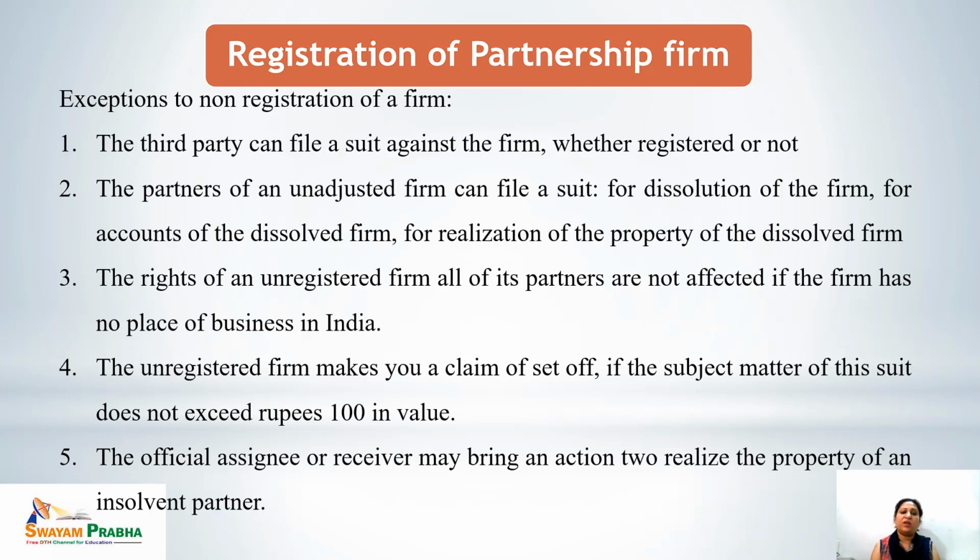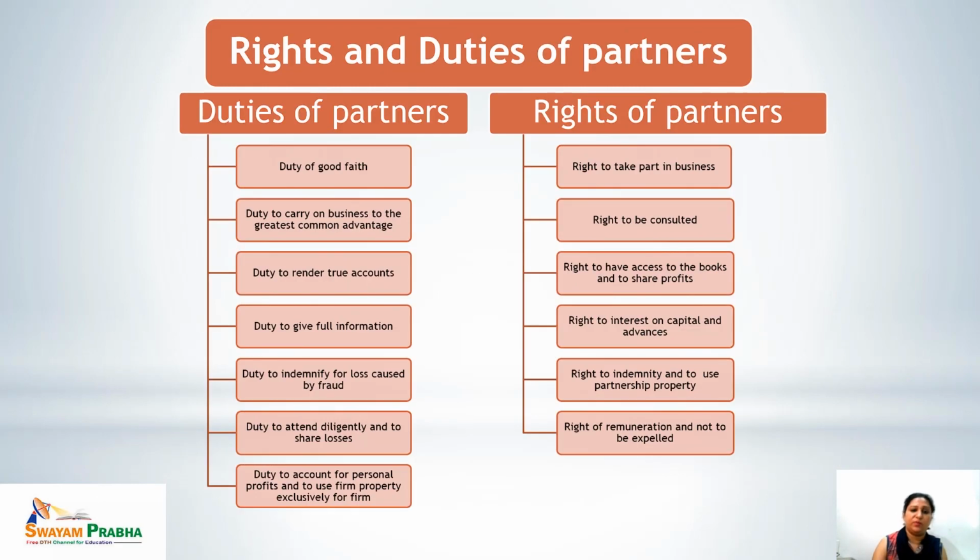The rights of an unregistered firm, and all of its partners, are not affected if the firm has no place of business in India. That means if the firm is working from outside India, it can enjoy all the rights of a registered firm. And if the unregistered firm makes a claim to set off and the subject matter of the suit does not exceed rupees 100, it doesn't get affected by the non-registration of the firm. The official assignee or receiver may bring an action to realize the property of an insolvent partner even if the firm is a non-registered firm.